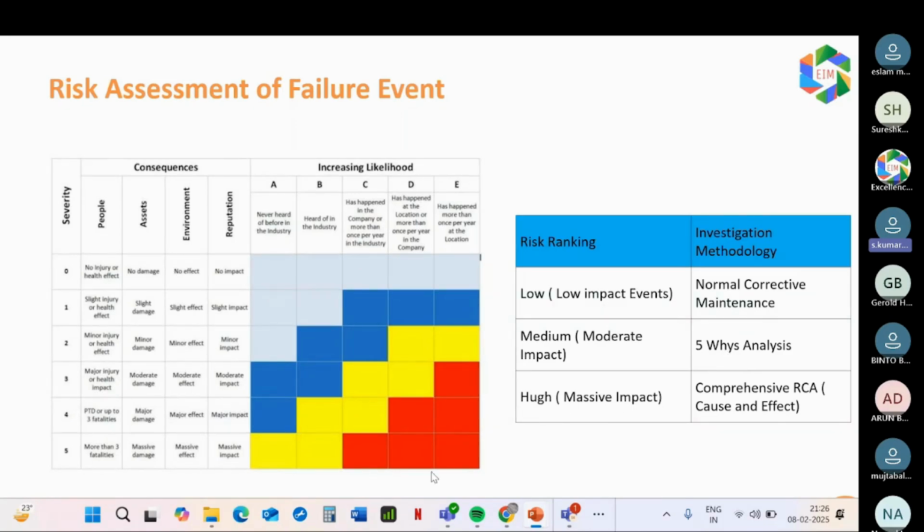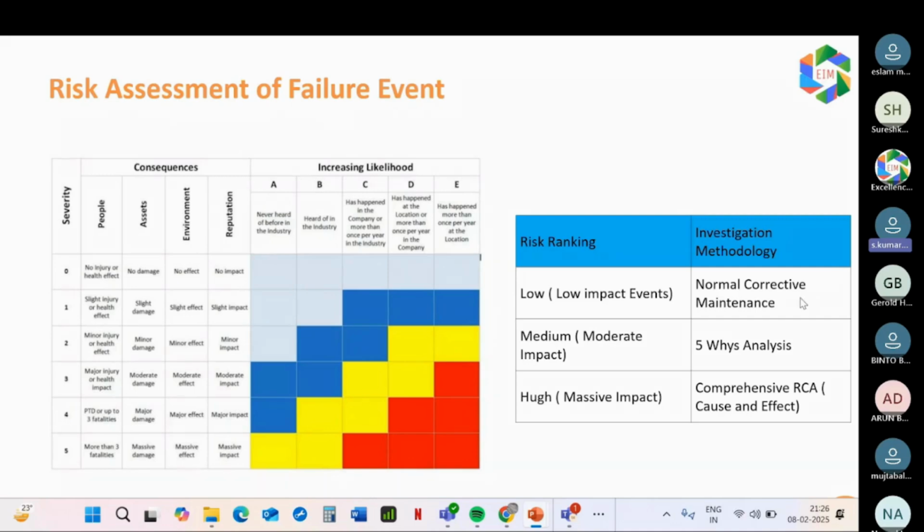Then for massive impact, when I have red cases, high risk events, the comprehensive RCA cause and effect method is the solution. It has to be followed, it has to be implemented, it has to be done. So this is how we rank the failure events and how we identify the investigation methodology.